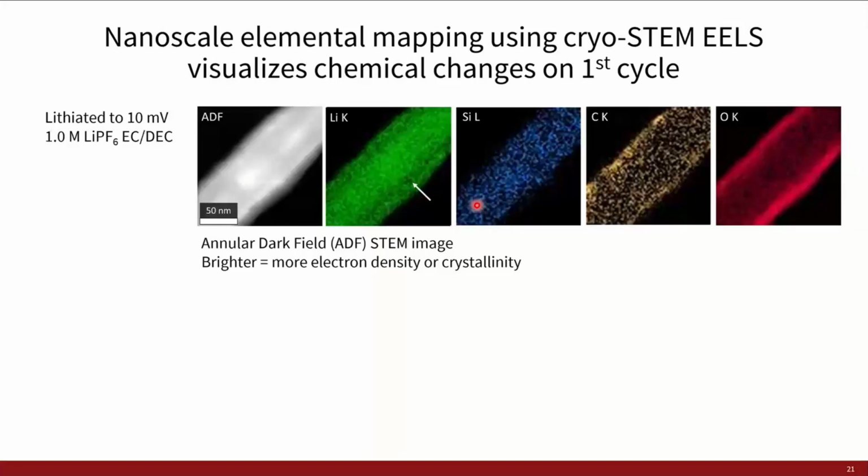Silicon is, of course, enriched in the core, but we're also seeing a lot of carbon and oxygen in the outer shell. And that's corresponding to the SEI components along with the lithiation of the silicon native oxide.